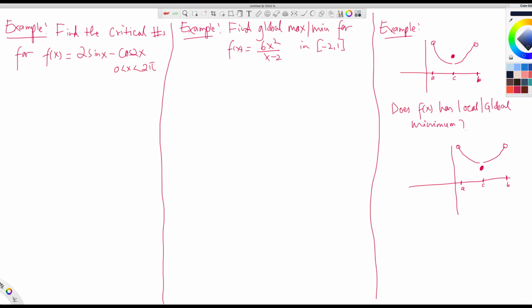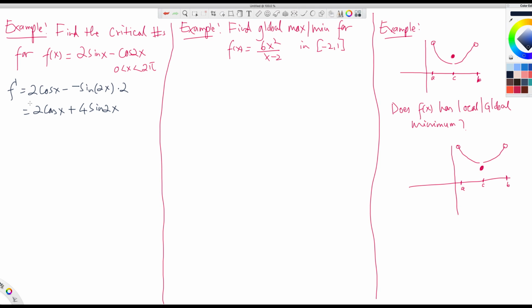Let us look at this example, okay? Find the critical numbers. Again, for the critical numbers, you find the first derivative. So f prime is how much? 2 cosine of x minus, it is like cosine u, right? What is the derivative of cosine u? Negative sine u times u prime, right? So if you simplify this, you'll get 2 cosine of x plus 4 sine 2x. That's what you get, right?